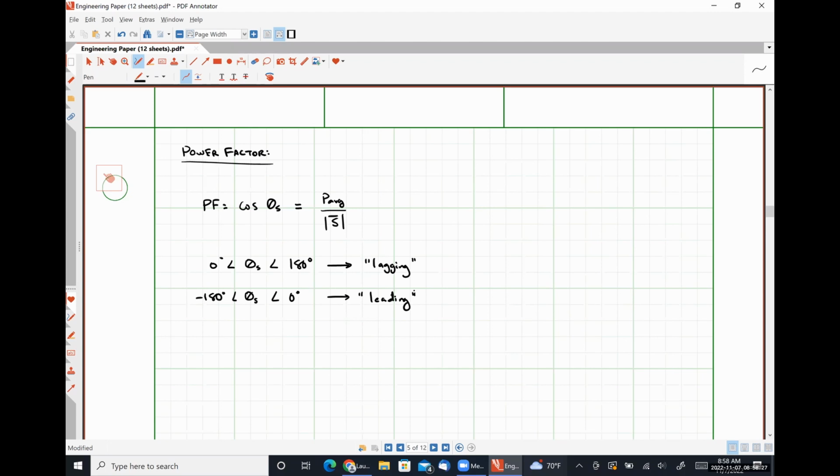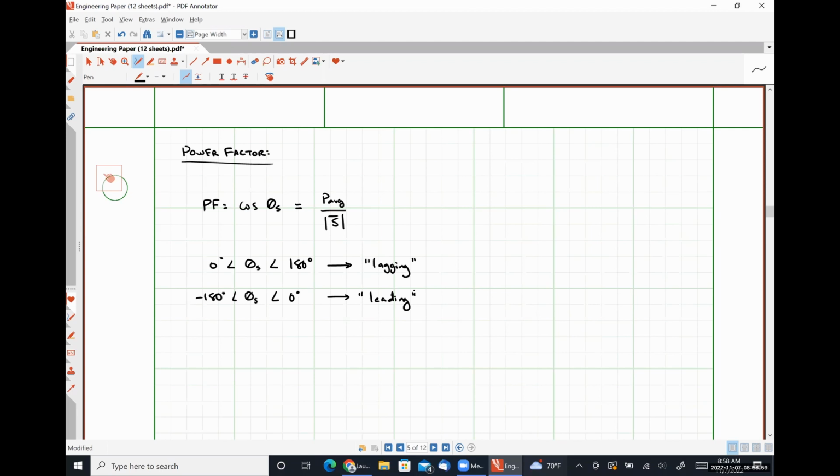So if theta s is effectively positive, what does that imply? Well, theta v is larger than theta I. Another way to think about that is that the current must be lagging the voltage in order for that to happen. Similarly, if theta s is negative, then theta v is less than theta I, or the current is leading the voltage. So that's where these come from.